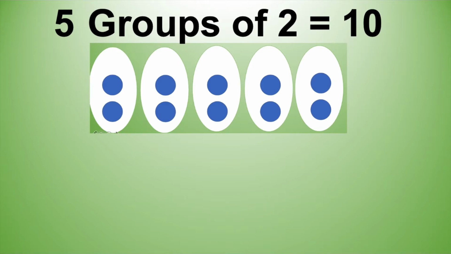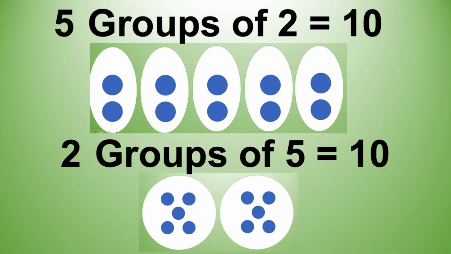So this is what 5 groups of 2 look like. And this is what 2 groups of 5 look like. So the answer is still the same, but they look different when you draw them. And that's why you need to know that the first number tells you how many groups, and the second number tells you how many in each group. And it's really important that every single group is the same. You can't put 5 in one group, or 7 in one group, and 3 in the other. Every group needs to be the same, okay?